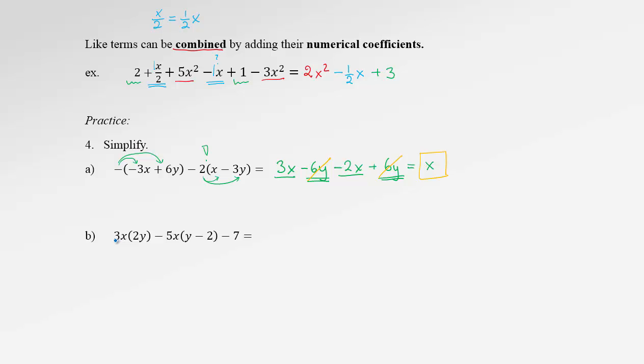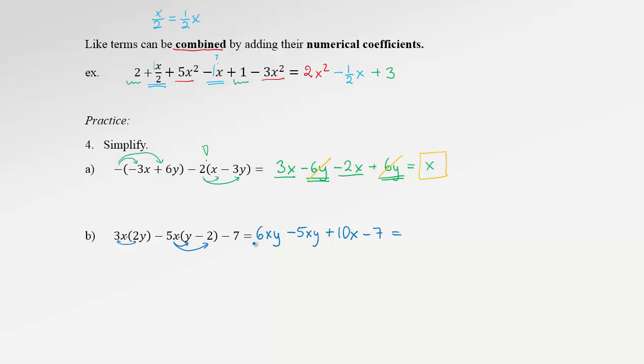Okay, let's do the second example. Now we need to multiply, so let's multiply numbers first. 3 times 2 is 6, and then x and y need to be written as they are. And here we have a multiplication by a bracket, so we need to apply our distributive property. Negative 5x times y, it's negative 5xy, and negative 5 times negative 2 is positive 10x. Finally, minus 7. Everything equals.